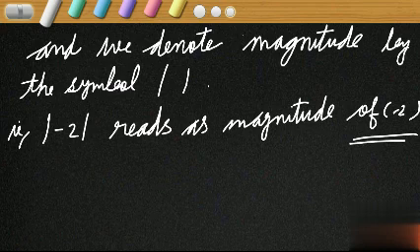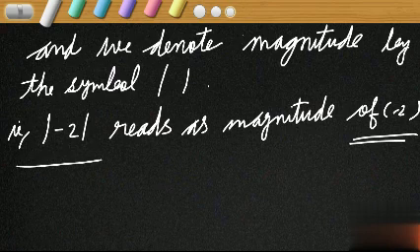Now please stop writing here. Let me explain once again. What is the meaning of magnitude of an integer, or absolute value, or the numeral value of an integer? The value of that integer without considering its sign. So, please stop writing here and listen. The symbol of magnitude is this.